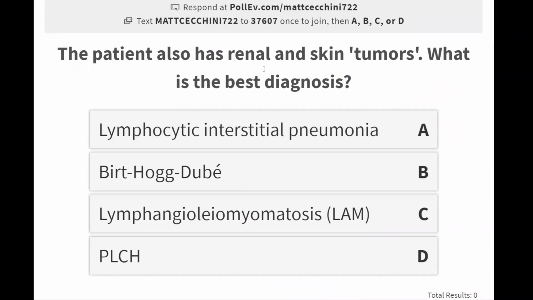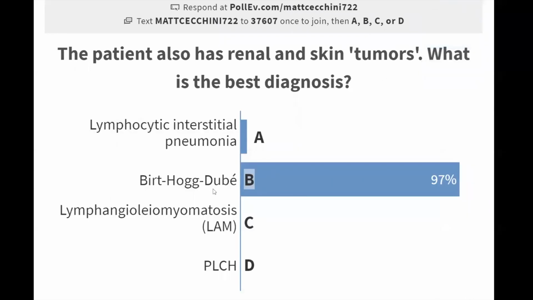So what do you think the best diagnosis in this case is? I'll give you the hint that this patient also has both renal and skin tumors. And so what do you think the best diagnosis is? Is it A, lymphocytic interstitial pneumonia? Is it B, Birt-Hogg-Dube? Is it C, lymphangioleiomyomatosis or LAM? Or is it D, pulmonary Langerhans cell histiocytosis? Good job. So this is a case of Birt-Hogg-Dube.